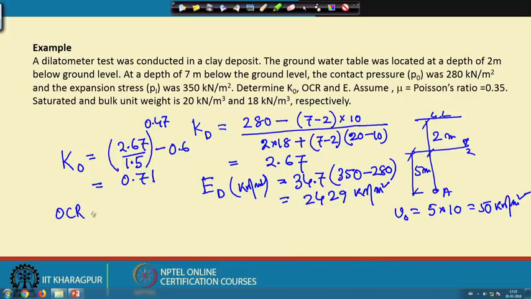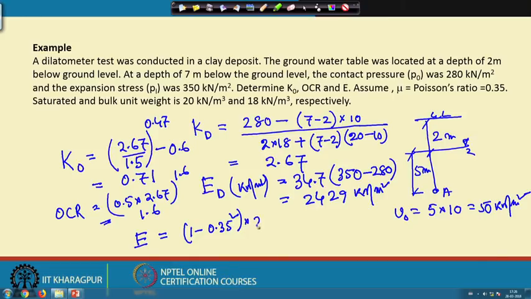Similarly, the OCR value is equal to 0.5 into 2.67 to the power 1.6. So, the OCR value is coming out to be 1.6, because it is over consolidated clay, that is why the OCR value is greater than 1. Similarly, the elastic modulus of the soil E we can get as 1 minus mu square, that is 1.35, into 2429, and that is equal to 213145 kilonewton per meter square.